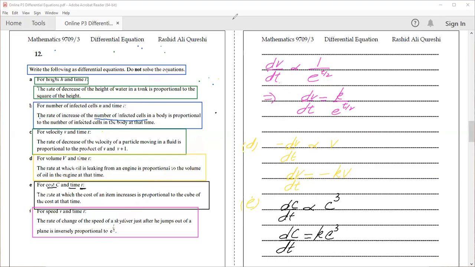Now, after making the differential equation, how will you solve that given differential equation? For this, I have to use the next topic. I will erase all my drawing and move to the next page.